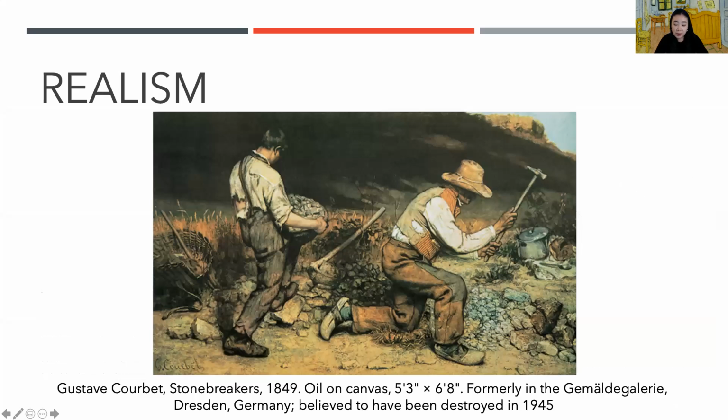And here's another realist work of art. So what can you see?